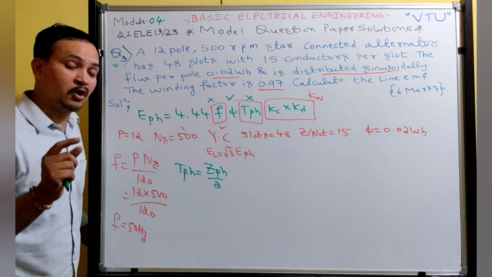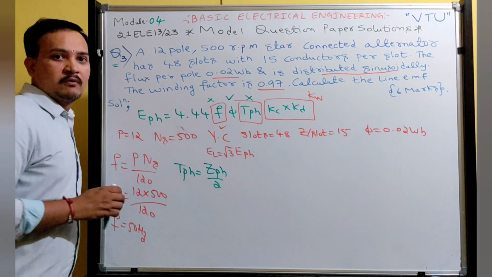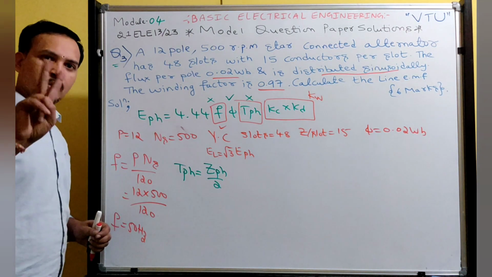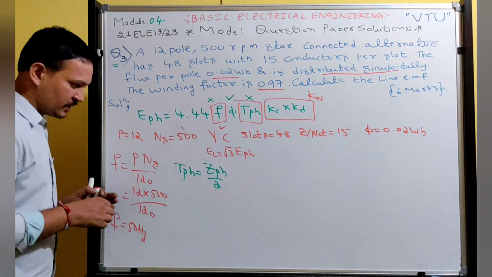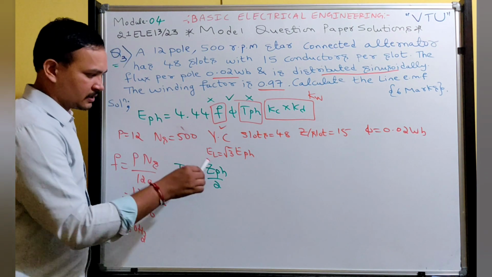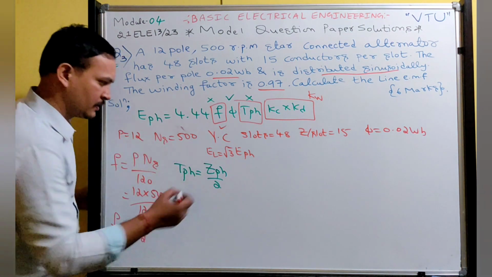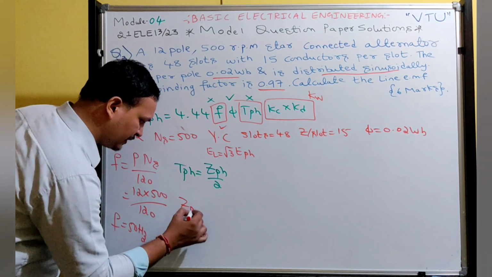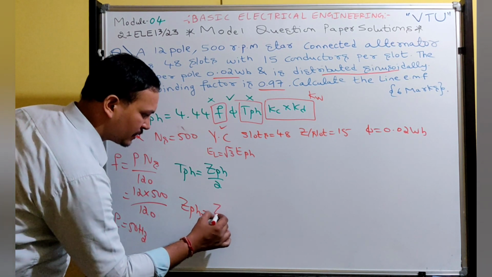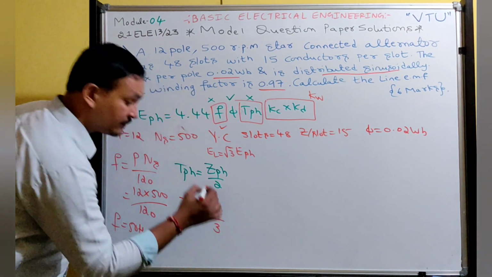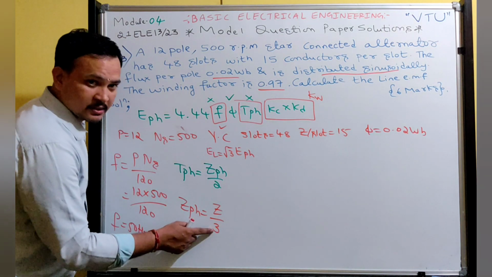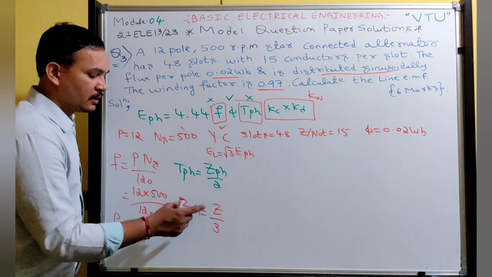10 conductors. How many turns? 5 turns. 4 conductors, how many turns? 2 turns. Like that. That's why I am dividing conductors by 2, and you will get turns per phase. Then what is the equation for ZPH? See, conductors per phase formula is Z by 3. The 3 means 3 phase. For 3 phase you take 3.